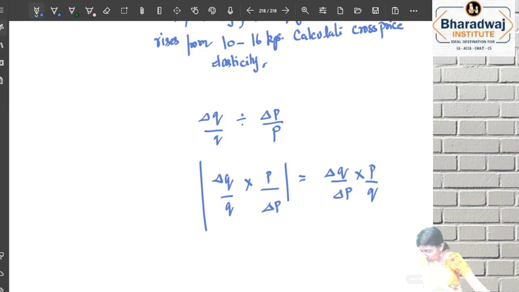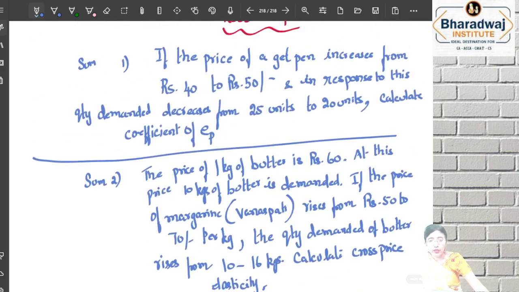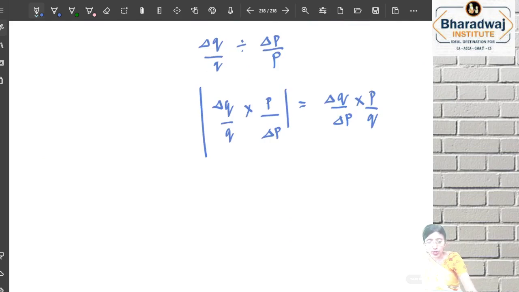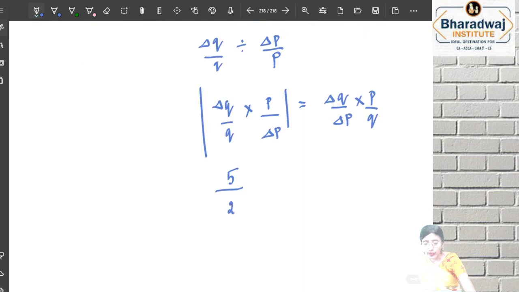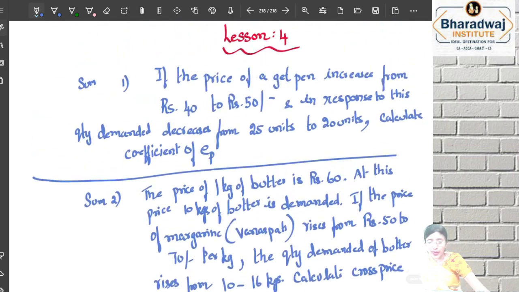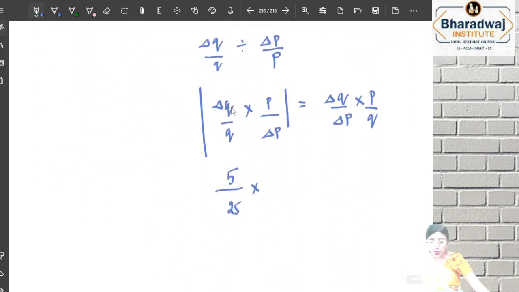Now what are the variables you got? For delta Q you got 10 by 40? For what is it delta? Delta Q, quantity demanded decreases from 25 to 20, so 5. So 5 is your delta Q, by quantity. What is the quantity? From 25, original Q. Okay, very good. Into, what was the original price given? 40, isn't it? So 40 by 5. This is the calculation, you got it?